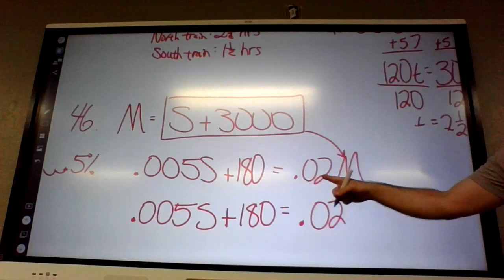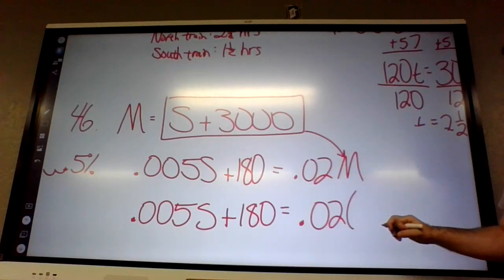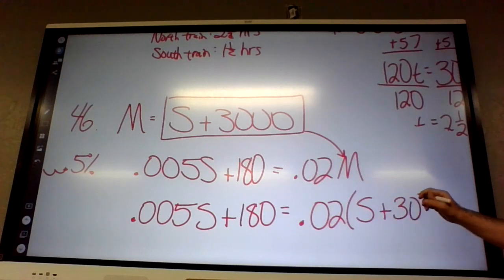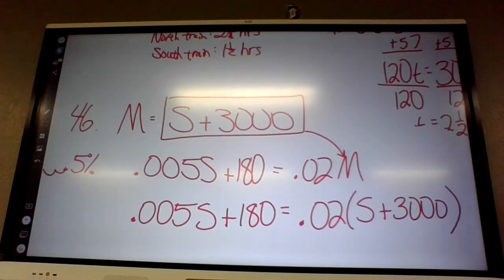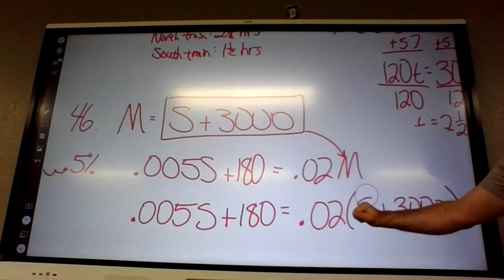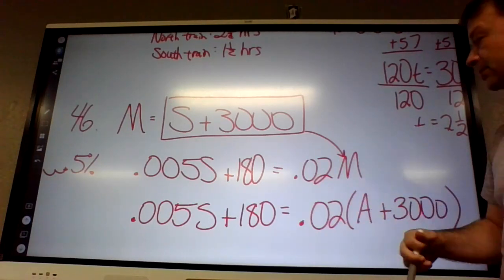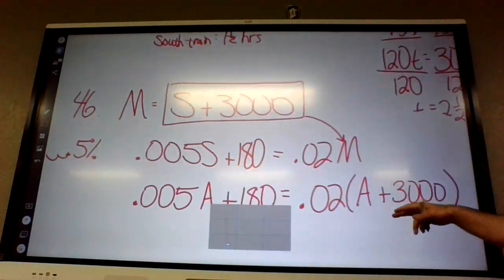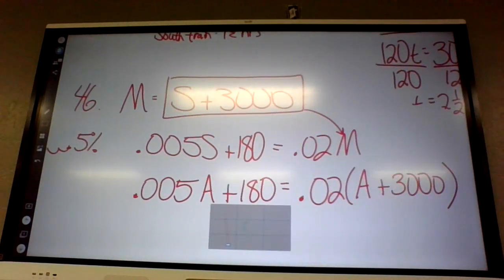It's 0.02 times n, so we need to do 0.02 times all of that, S plus 3,000. I probably should have called the savings account A or something. I'll turn the S into an A there. This will be my savings account. That looks a little less confusing. You don't have to. Okay, I'm going to let you guys finish that.